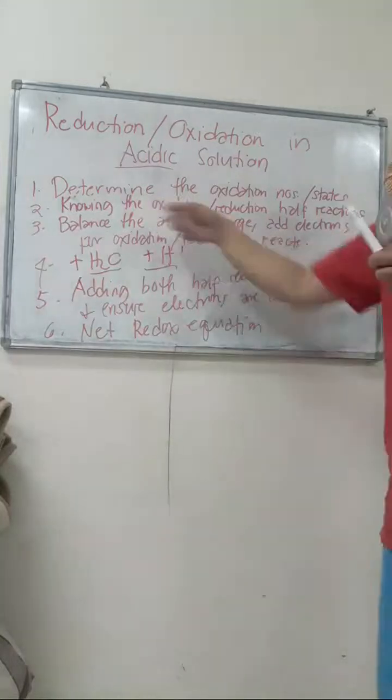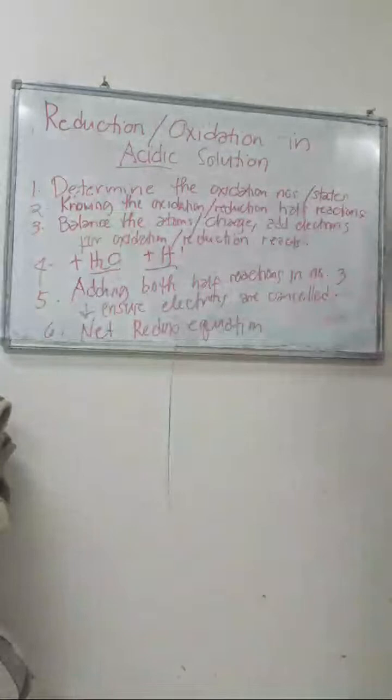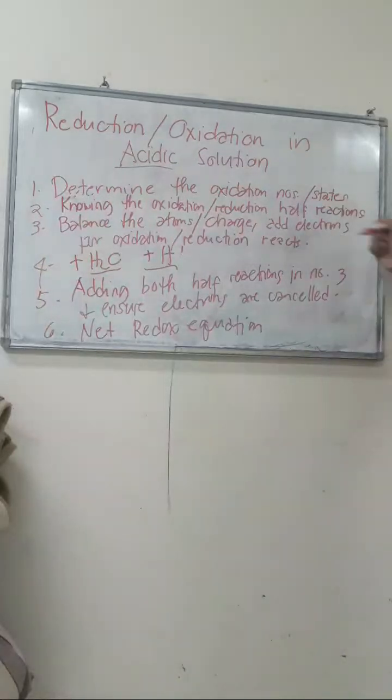Number 2, knowing the oxidation and reduction half reactions, because you already assigned the oxidation numbers and states. That's really the method in doing this. Number 3, balance the atoms and charges and add electrons for the oxidation and reduction reactions. This is going to be the half reactions.